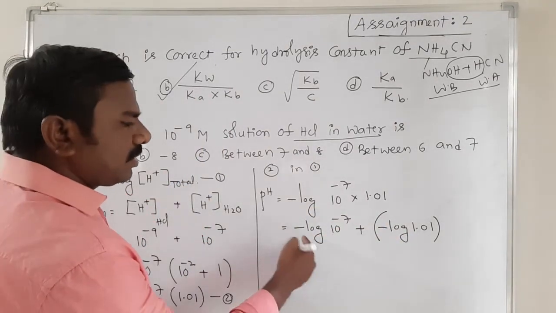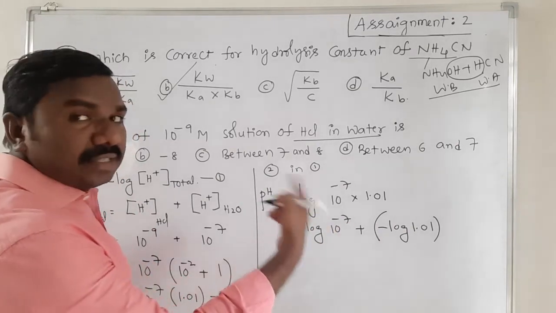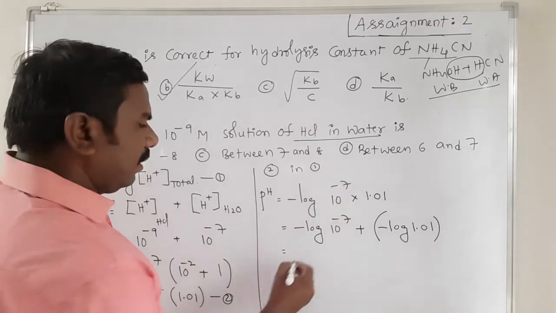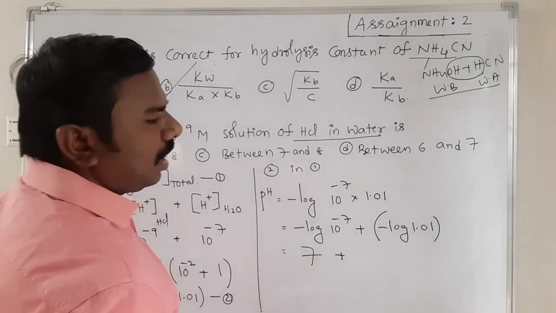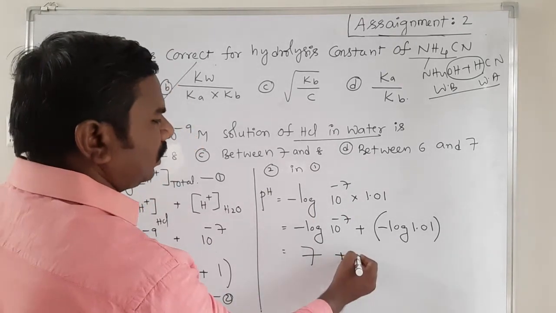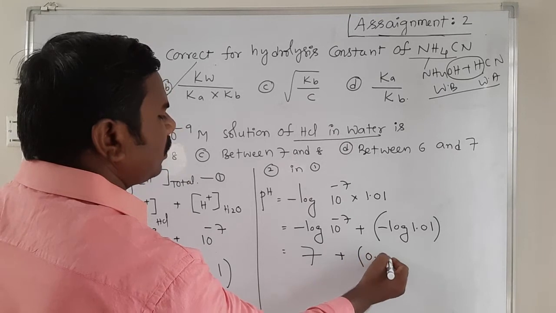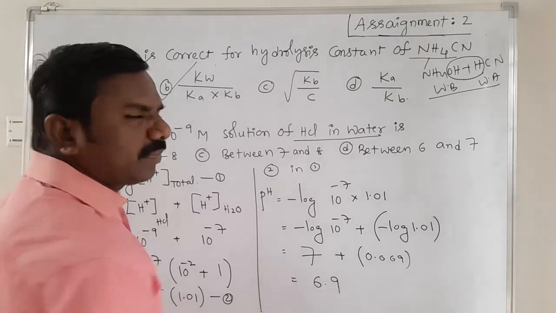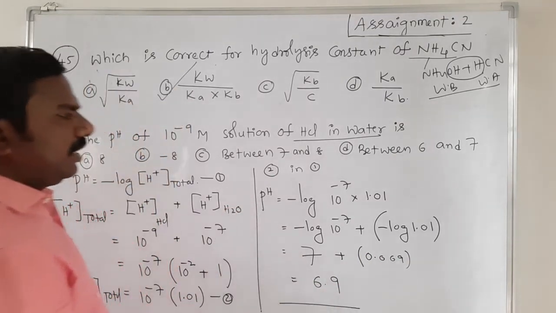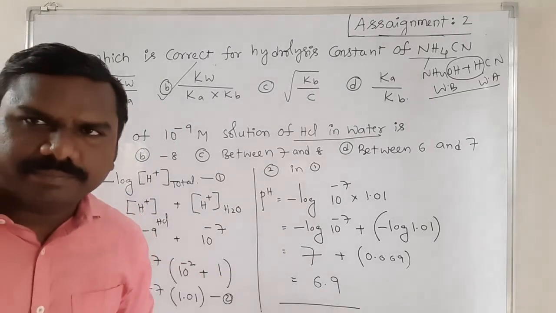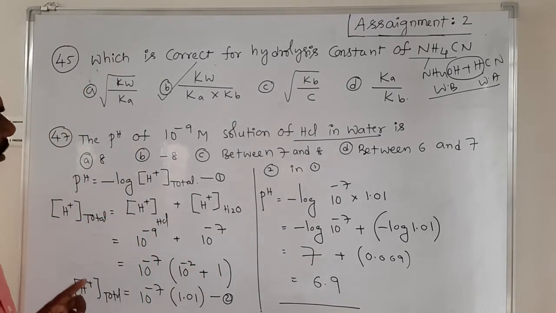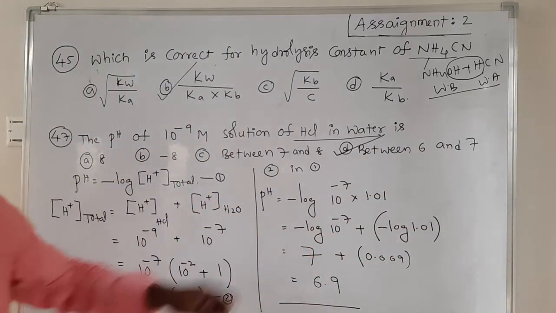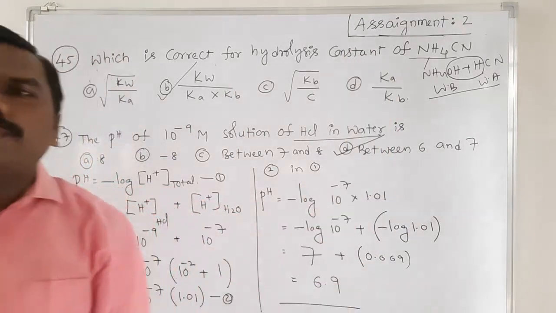So it will be taken as minus into minus 7 log 10. Log A power n will be taken as n log A. Then it becomes 7 plus log 1.01, whose value will be a very low value, 0.069 something, so you will get 6.9 something. So it is ranging between 6 and 7. Getting all of you? So the right answer is the range between 6 and 7, that is the right option.